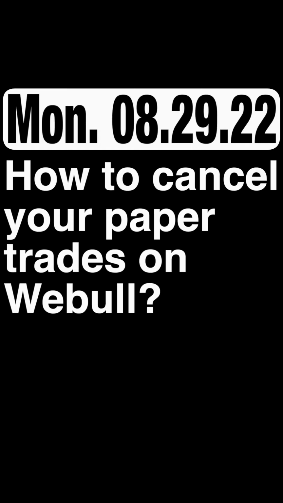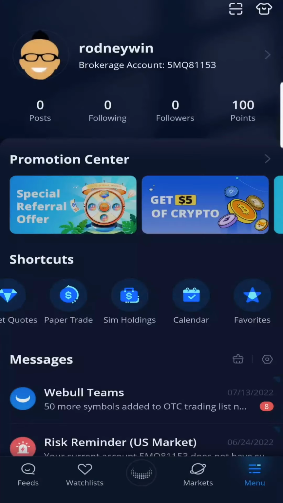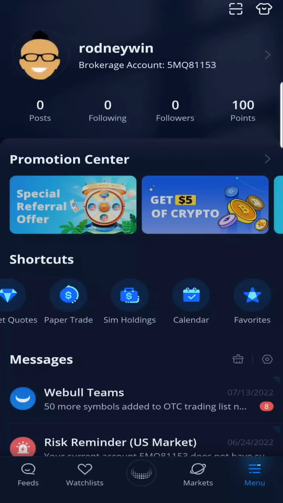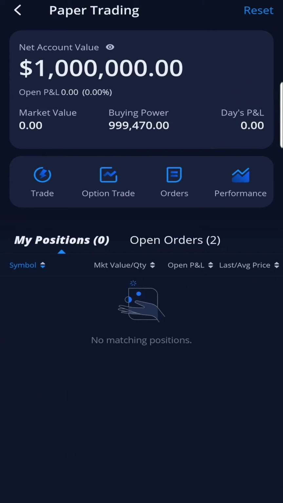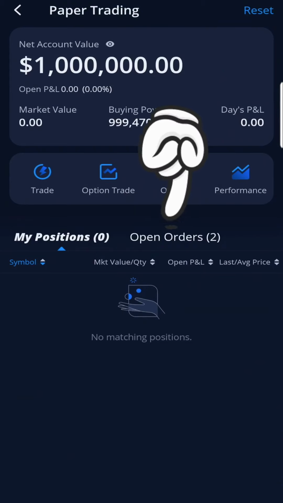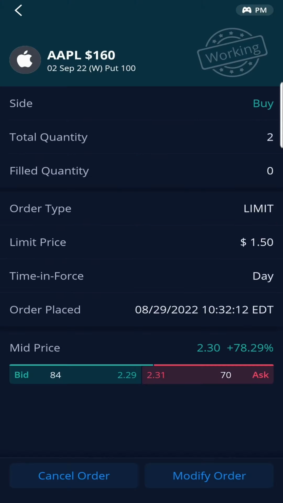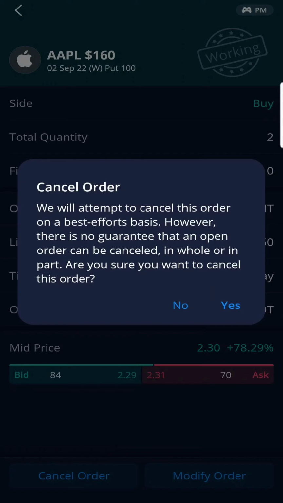How to cancel your paper trades on Webull? On the lower right corner, first click on the menu icon. Next, under the Shortcuts column in the center, scroll your icons to the left until you reach Paper Trade. Select the Open Orders tab like so. Click on or select the option contract that you want to cancel. Here, I choose AAPL or Apple, then lastly on the bottom left corner, I hit Cancel Order.